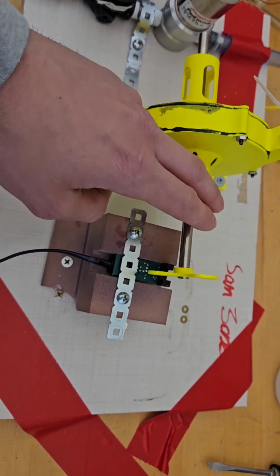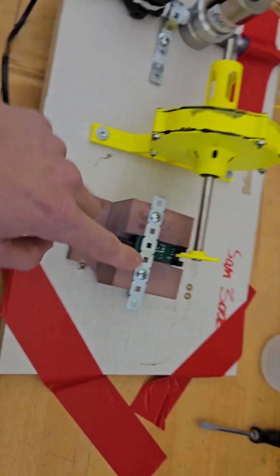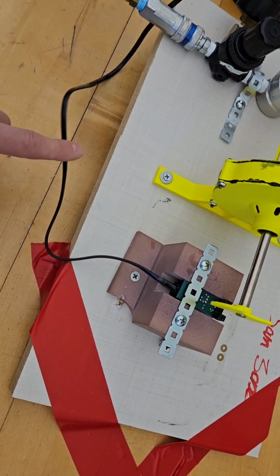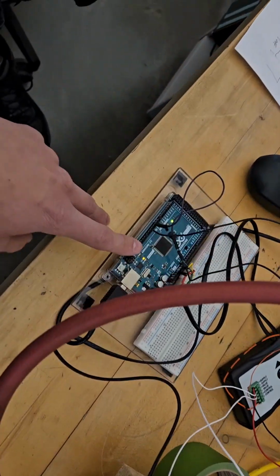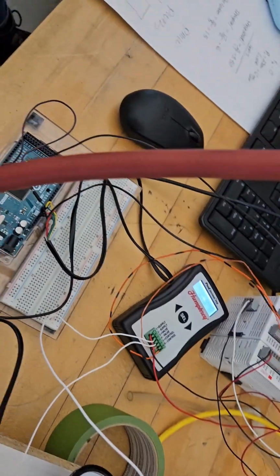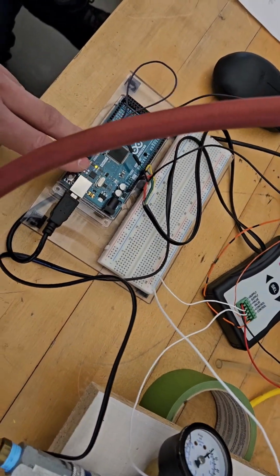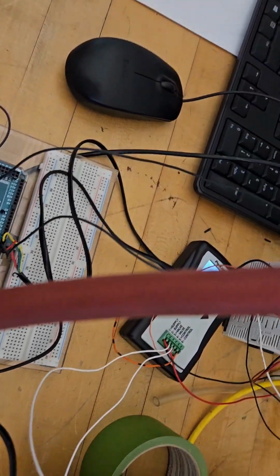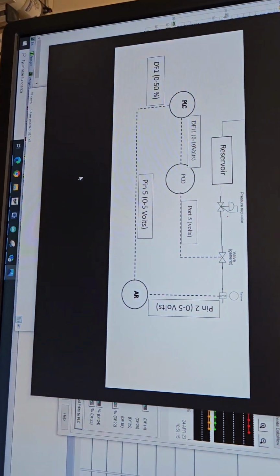We then have our turbine spin here, which is picked up by the sensor, which sends a voltage signal to the Arduino. This Arduino sends a 0 to 5 volt signal back to the PLC using pulse width modulation because it can only send an on and off signal. And this is our diagram.